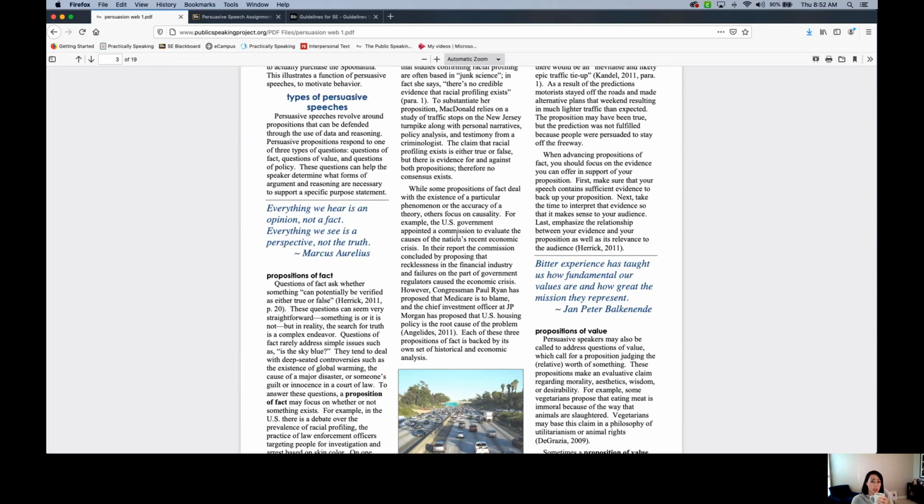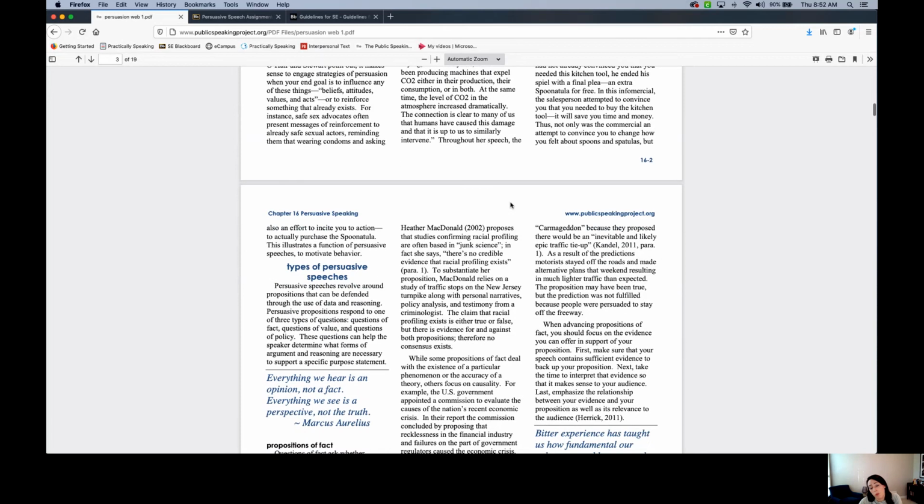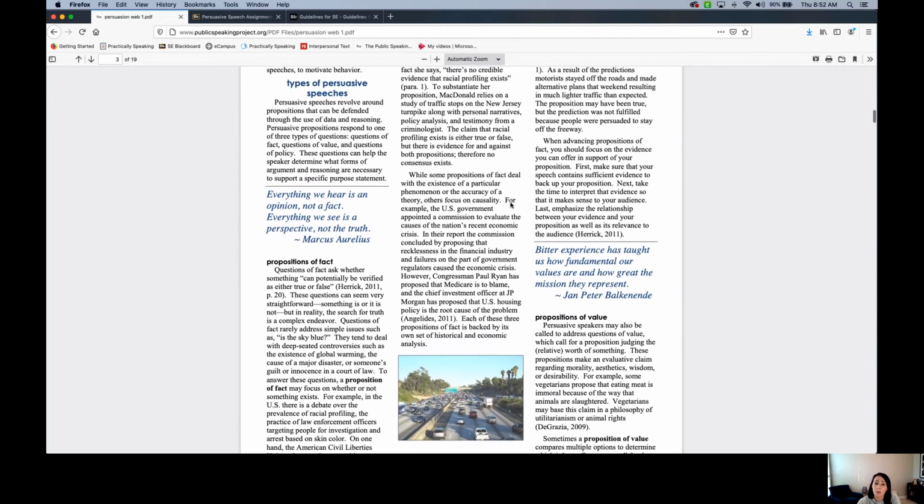Now, what does that do for us? What does the proposition, knowing what we're trying to prove, do for us? Well, it helps us figure out how to put the rest of the speech together. If you take a look at your textbook, this is chapter 16. The first thing that it talks about in this chapter, well, one of the first things, is the different types of propositions.